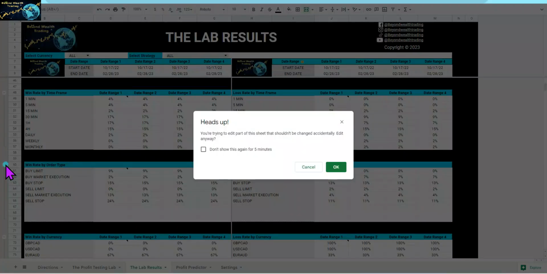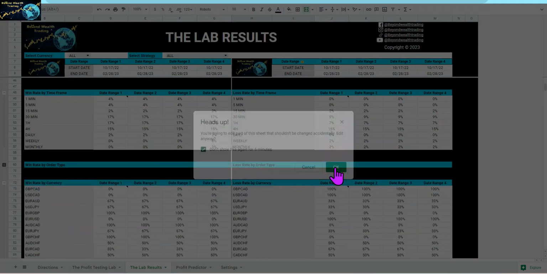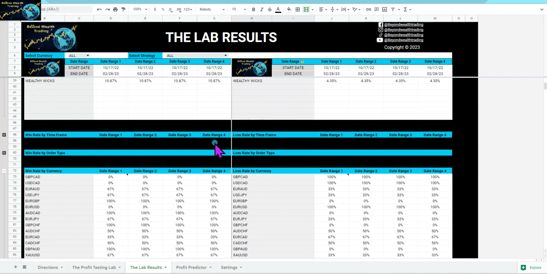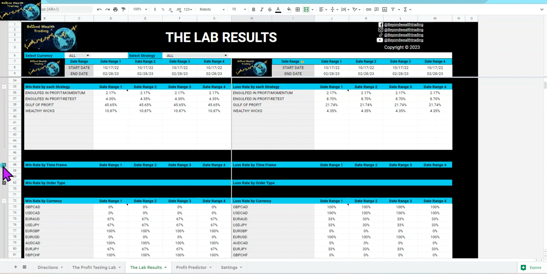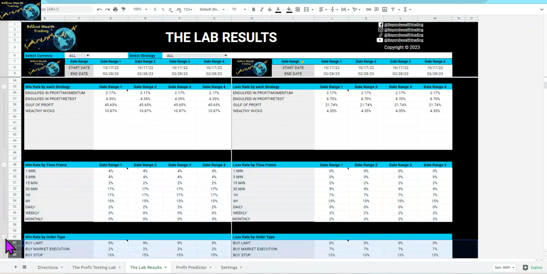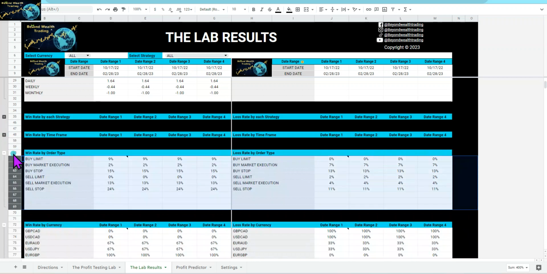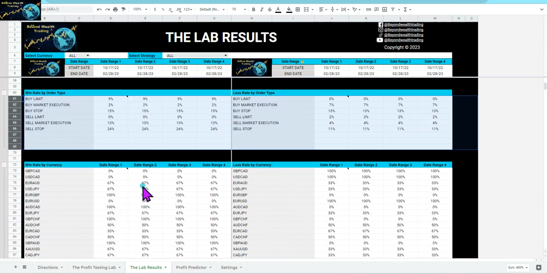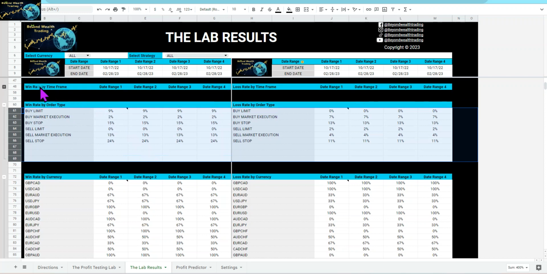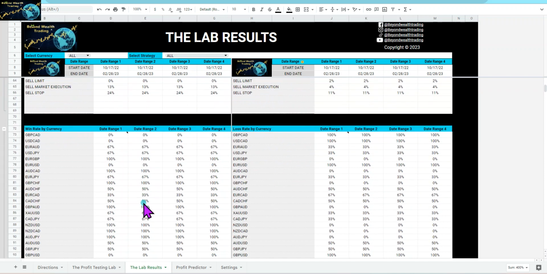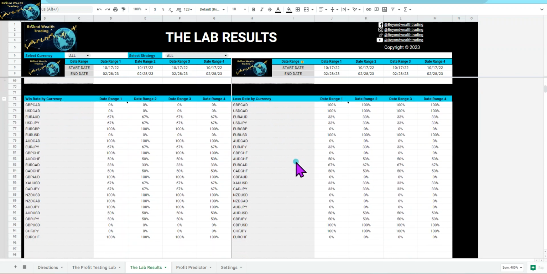And then also, again, we want to be mindful that everyone doesn't visualize or consume data in the same way. So you do have the option to minimize and focus in on whatever section you want by just clicking over here. Okay. So you have your win rate and loss rate by time frame, your win rate and loss rate by order type, and then of course by your currency.